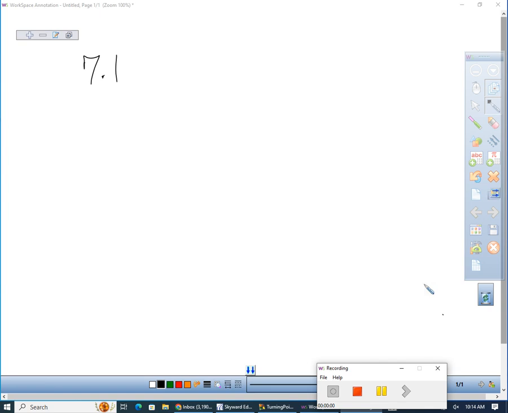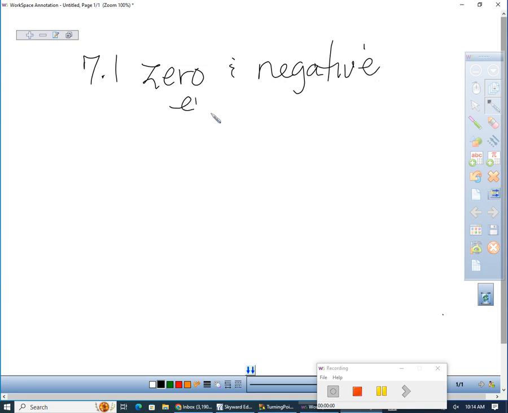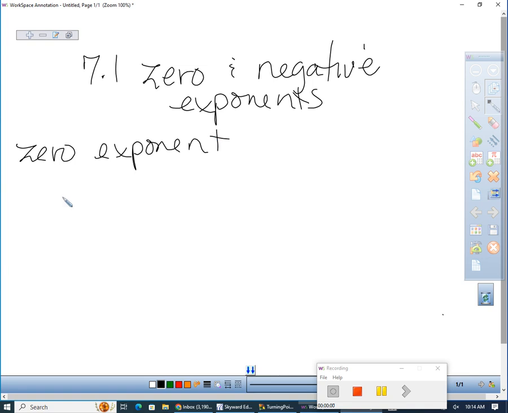Today we are talking about two specific types of exponents. 7.1 is the zero exponent and the negative exponent. All right, so we're going to start with the zero exponent first. I'm going to actually give you the rule. The zero exponent: if I have x raised to the 0 power, it equals 1.